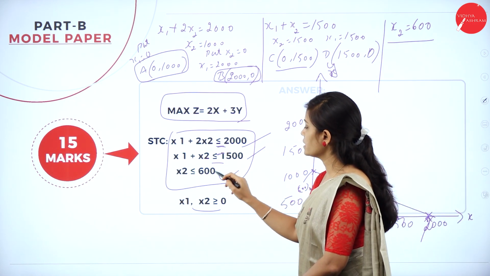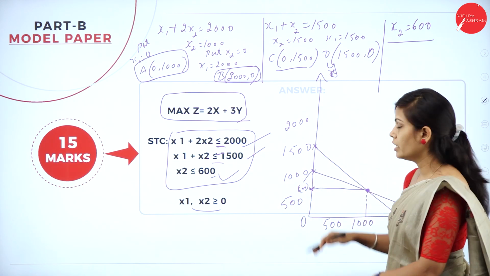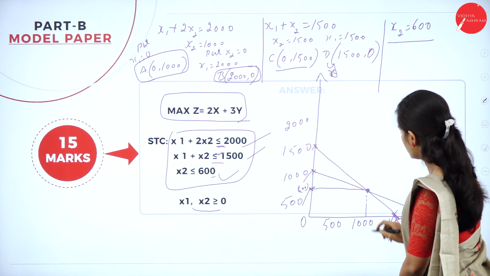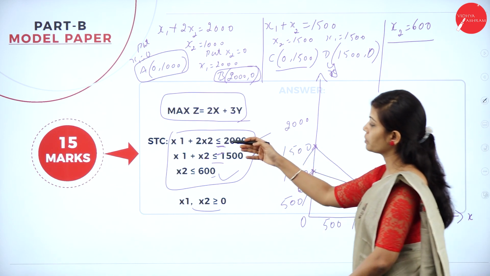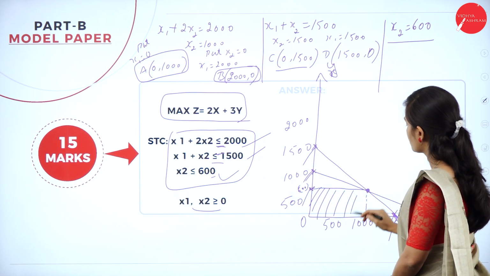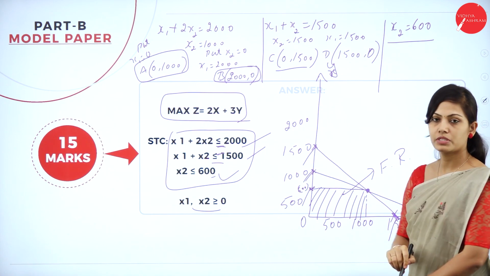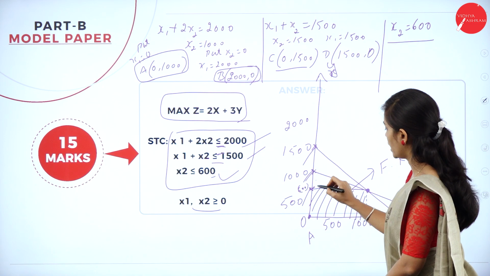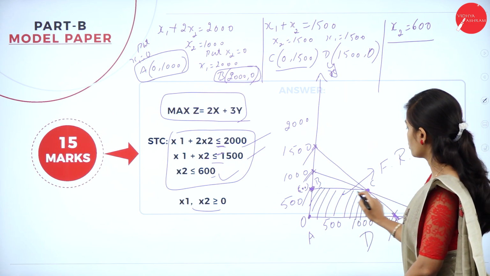So all these constraints are less than or equal to. So it is a maximization problem, and the feasible region faces towards the origin. If it is greater than or equal to, it would be above the line. So you have to mark this as the feasible region. This is the feasible region. Is it clear? Now you got the corner points A, B, C, D. You have 4 corner points.